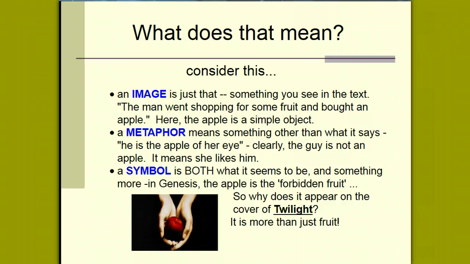Now, a symbol has both these levels. It has some sort of literal meaning, like the apple the guy went shopping for, and a deeper meaning, like the apple of her eye. So, for example, in Genesis, you have the forbidden fruit from the tree of knowledge, the apple. And then that apple shows up all over the place in literature, like in this image here from the book Twilight, from the Twilight series. Why would they include an image of an apple? The stories are not about fruit, but yet on a deeper level, there is something there. Right? That's symbolic.